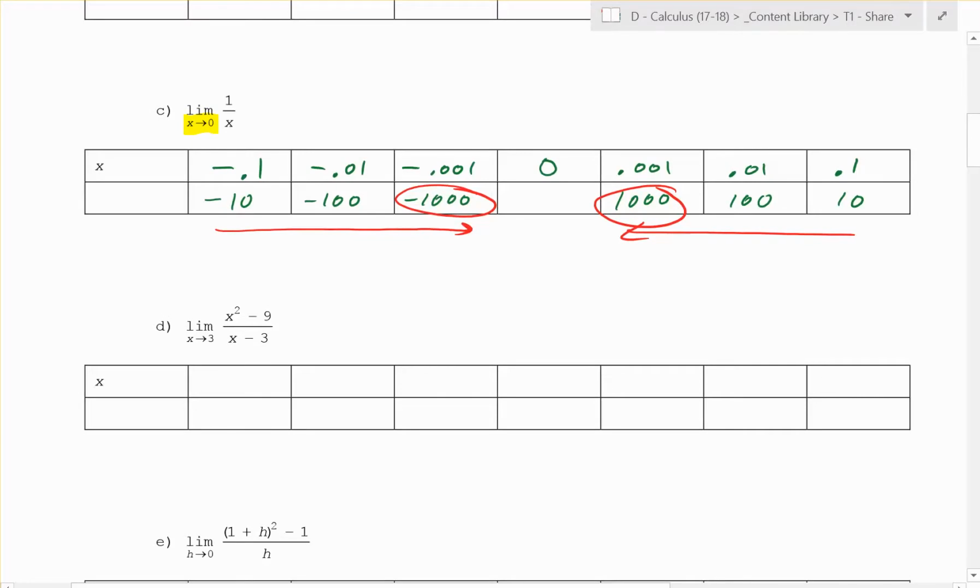They get really positive and big. So you could say the limit as x goes to 0 from the left of 1 over x is negative infinity, and the limit as x goes to 0 from the right of 1 over x would be positive infinity.